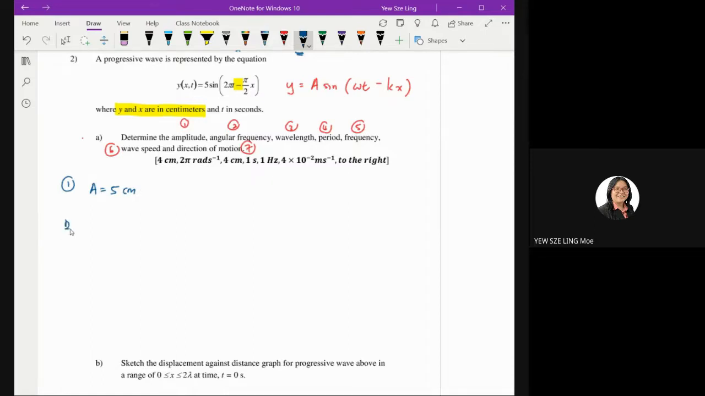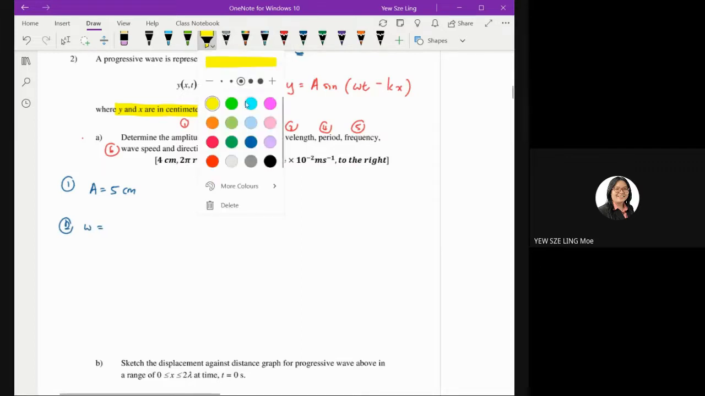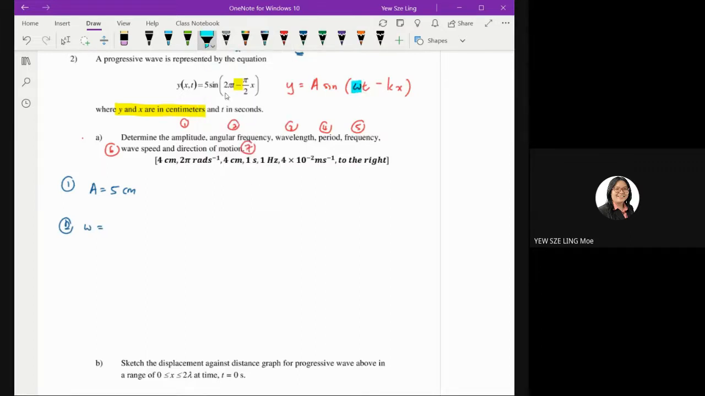Now, question 2 asks you to determine the angular frequency. So by comparison, omega, which part of the equation? My omega is the part in front of t, so it is equal to 2 pi. So 2 pi radian s^-1, because time is in seconds.